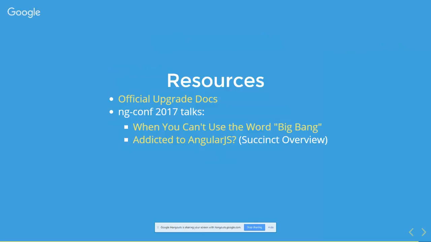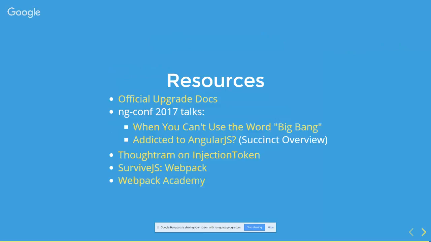And then Peter Bacon-Darwin gave this talk with a succinct overview of all of this stuff on upgrading and downgrading. And for injection token, Thoughtram has an article on injection token. And if you're doing any sort of hand-rolled Webpack stuff, the SurviveJS Webpack book is pretty fantastic. It talks about composition and things like that. And lastly, Sean Larkin has some resources on Webpack called Webpack Academy. And that's about it. So I appreciate the time.